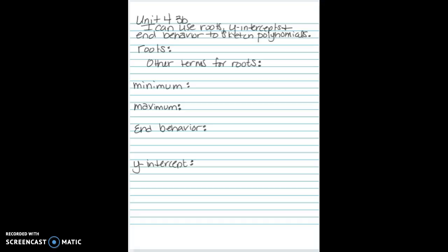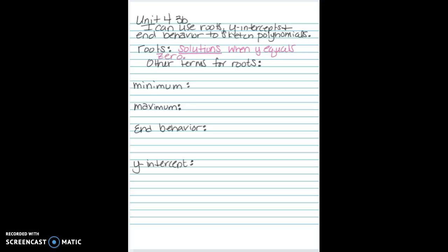Unit 4, 3b: I can use roots, y-intercepts, and end behavior to sketch polynomials. First of all, roots. Roots are also called solutions. It's very important that you know all of the words for roots. Roots are called solutions, and that occurs when the y value is equal to 0.